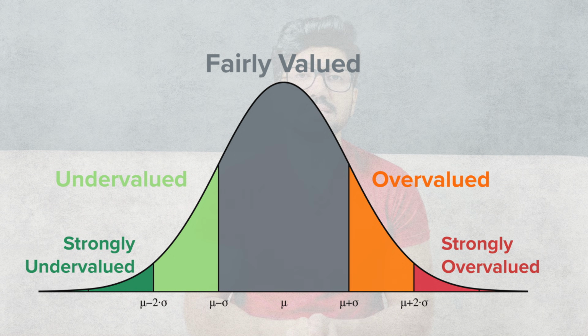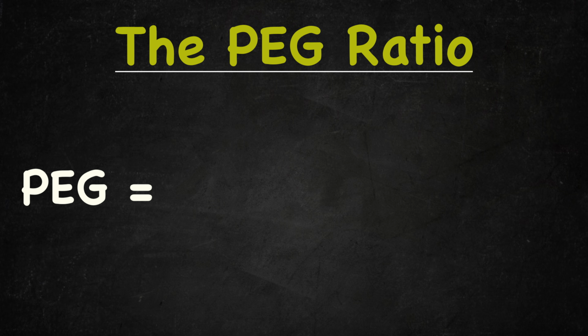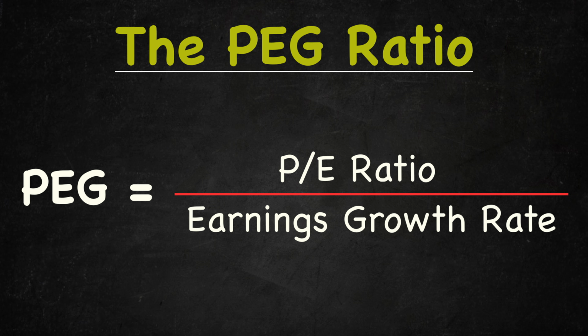Let's begin now. So what is PEG ratio? It is basically a valuation metric that will help you assess if the stock is overvalued, undervalued or fairly valued based on its earnings growth. And this is the important part. The formula goes something like this. PEG ratio is equal to PE ratio divided by earnings growth rate. Now let me explain both these components.